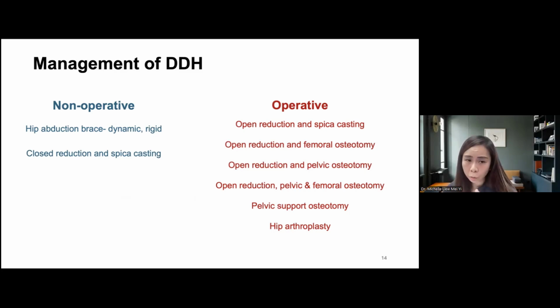So non-operative will include a hip abduction brace. You can either choose a dynamic or rigid type. And of course, doing a closed reduction of the hips and applying a hip spica. Operative usually involves open reduction with hip spica application, or performing a femoral osteotomy or a pelvic osteotomy, or a combination of pelvic and femoral osteotomy, and finally a pelvic support osteotomy. Hip arthroplasty is also one of the options for managing DDH.